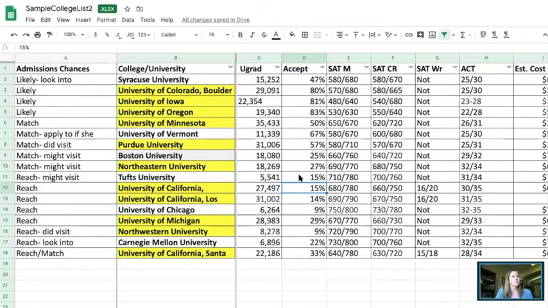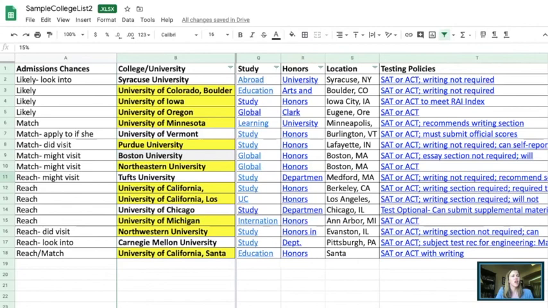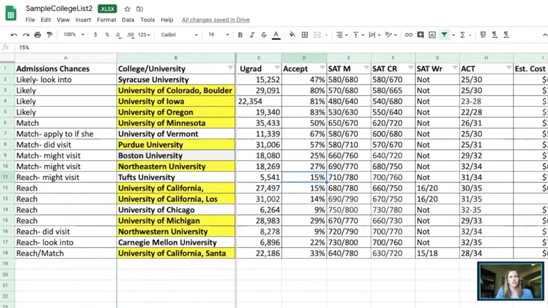And some schools are going to be reach schools for everyone, no matter what. I would say anything with an acceptance rate of less than 20% is probably going to be a reach school, no matter who you are. So that's how I categorize the schools, and that's how she went down and eliminated to the ones highlighted in yellow to finalize her college list.